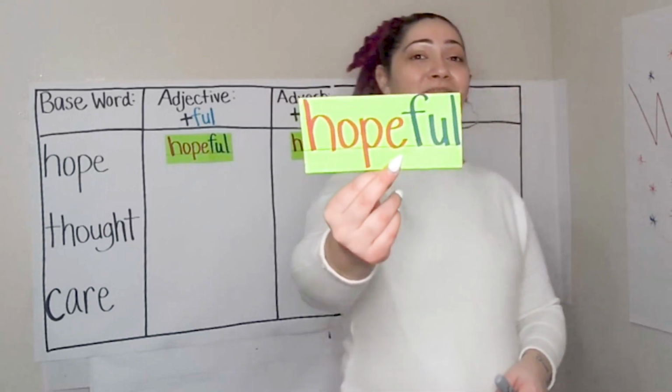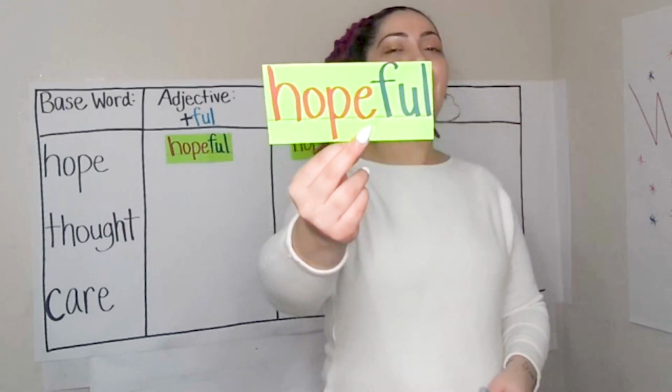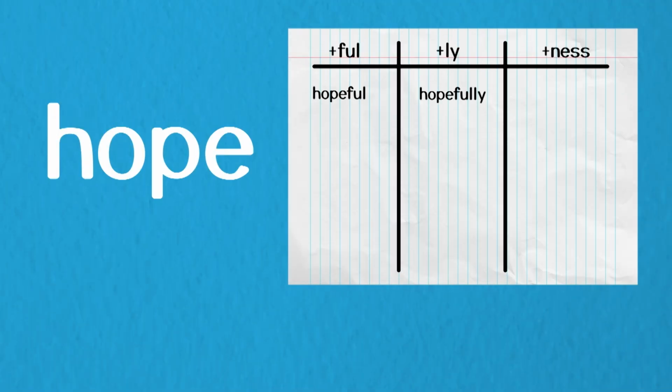All right, let's move to our next suffix. We're again going to have that word hopeful, but now we are going to add the suffix ness. What word will we get? Hopefulness. Absolutely, that's a long word. Yes. Go ahead and write that word down in our last column, adding the suffix ness.